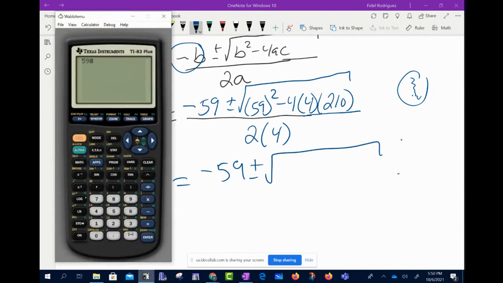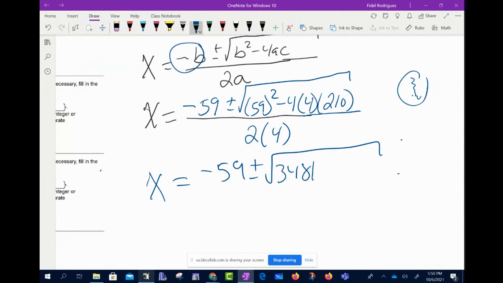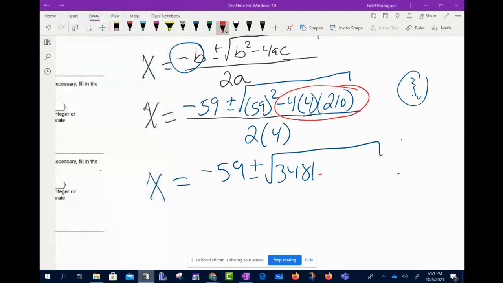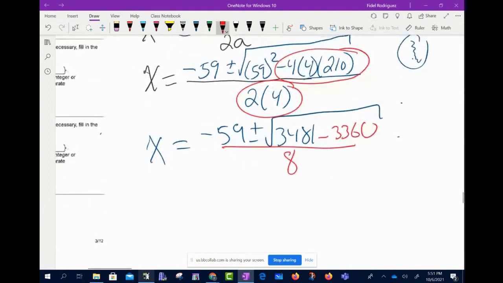What's 59 squared? Big number, 3481. Now I'm going to multiply these numbers together. So again, look what we have: a negative 4 times 4 times 210. I'm coming up with a negative 3360, all over, and I don't need a calculator for this, I know that's 8.